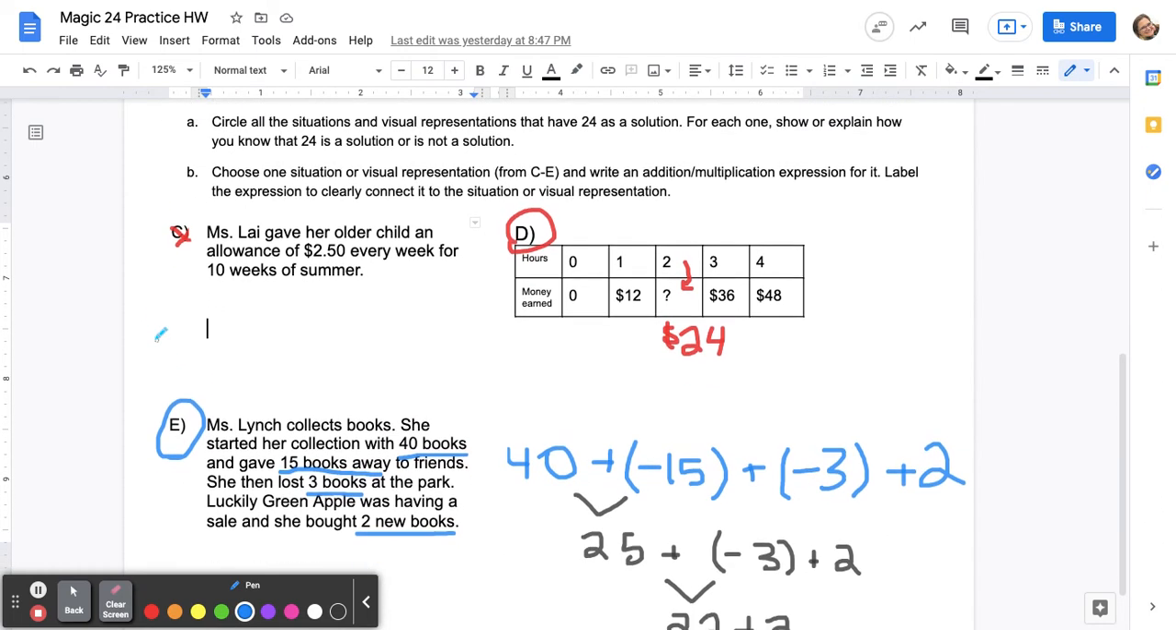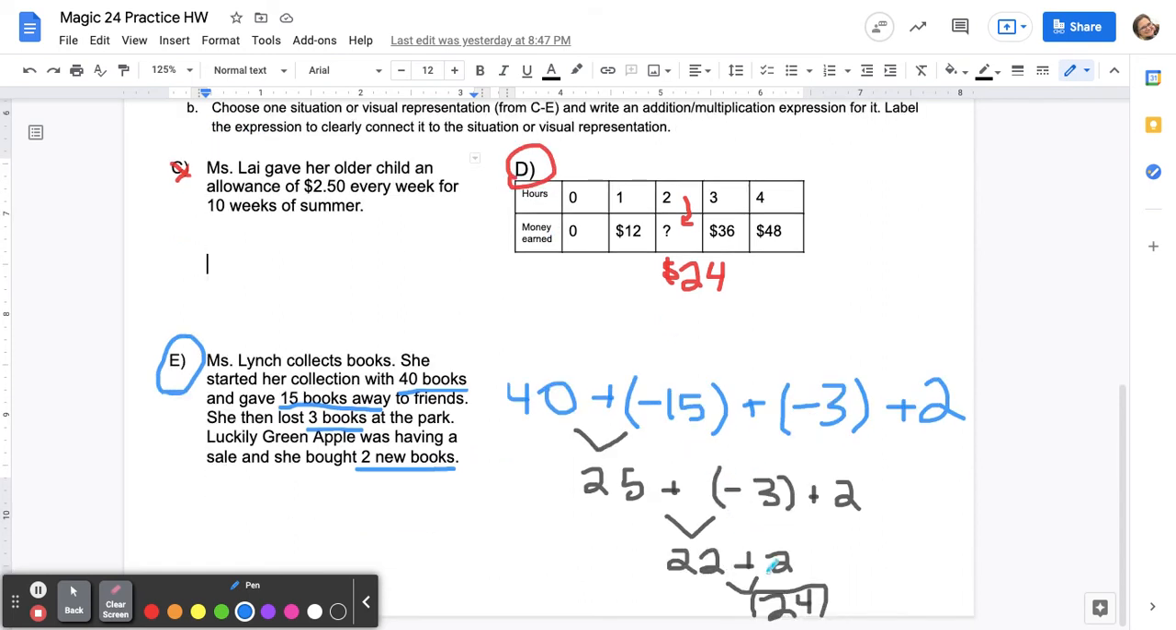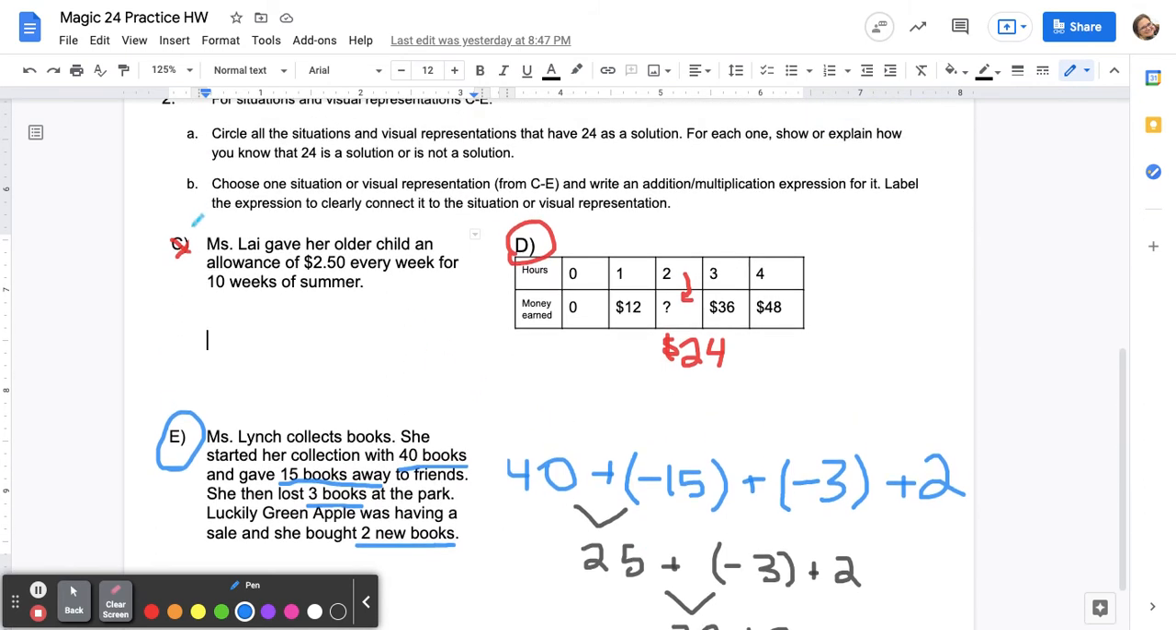So if I scroll back up, I know that for one of them, I need to show or explain how I know 24 is a solution. I did that very clearly here by showing each of my steps. And then I want to choose one solution and write an addition or multiplication expression. So I did that in blue here. That's an expression. I could have also done it up here in red and said 2 times 12. That would have been an expression. And I want to label the expression clearly and connect it to the situation or representation. So that's the harder part.